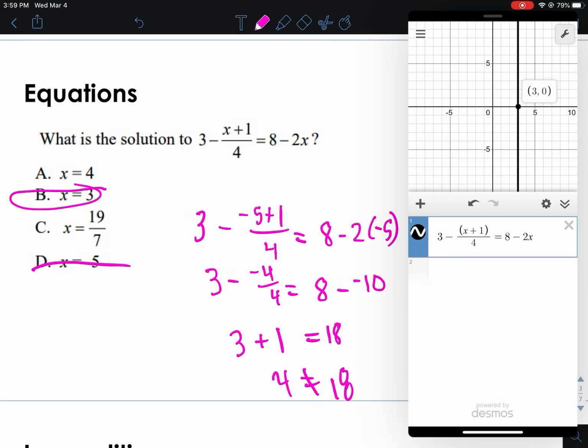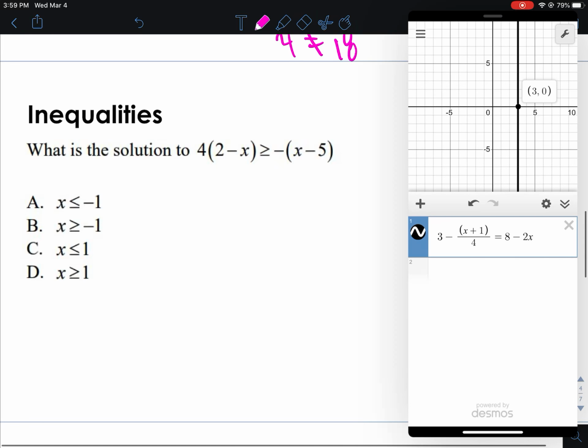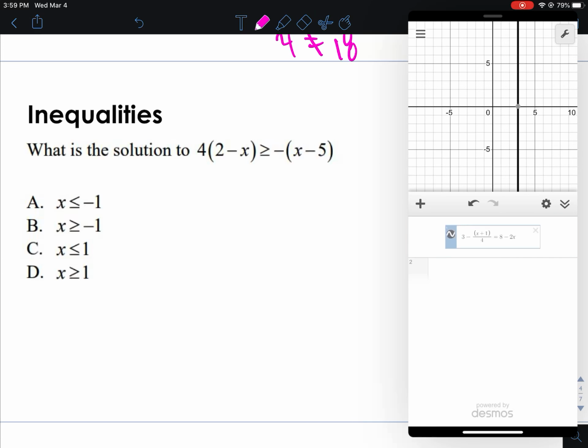So just be aware that it does have limitations. It can't always be used, but when you're checking, it's super fast. Okay, inequalities. So inequalities is almost the same.